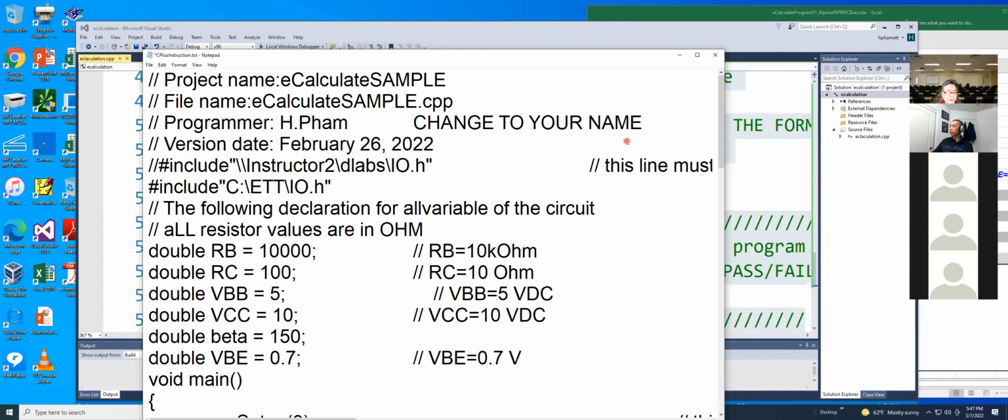So that is the whole thing for using Visual C++ to do the electronics calculation. In the past, they used BASIC, which you all know. We're up to date, so that's why we're using the C++ program.